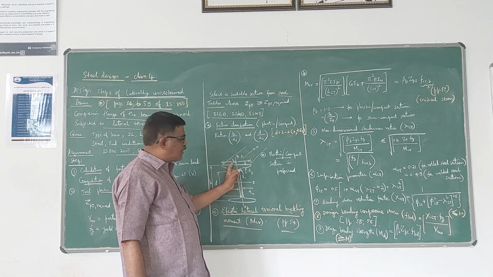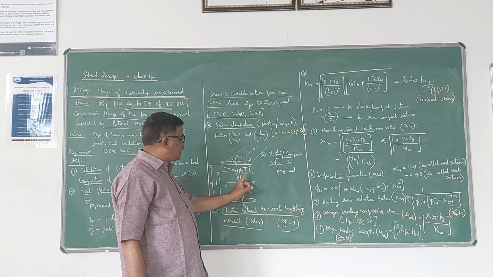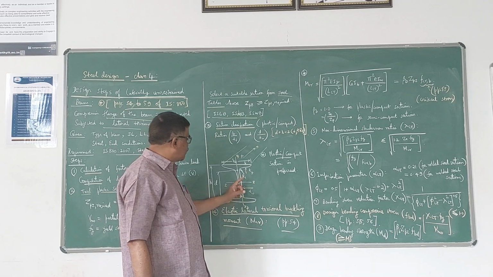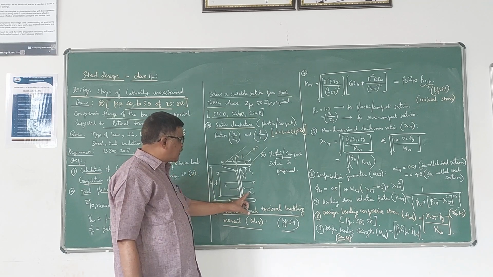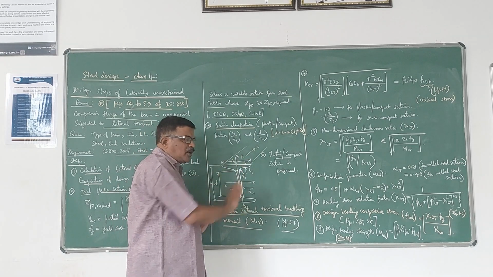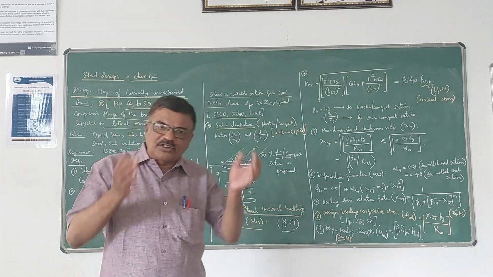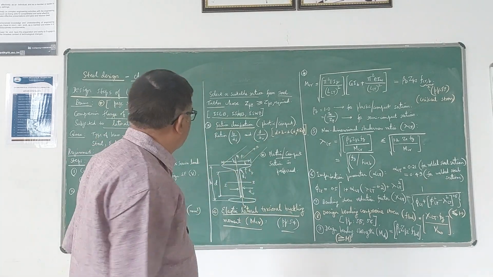So BF is the width of flange, TF is thickness of flange, R1 is radius at root, D is the depth of web, H is the overall depth, TW is thickness of web. So these values you can get from the steel tables for the section which we have chosen.